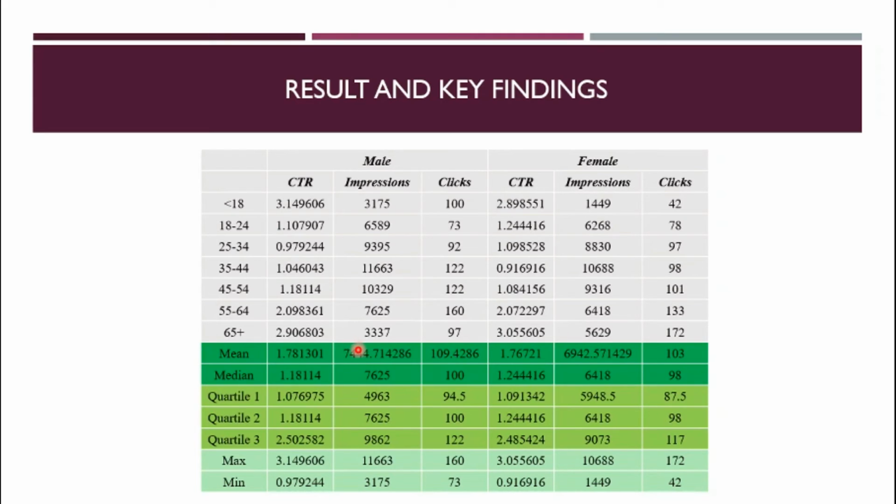In terms of impressions, the mean is 7,444 for male. As for the female, it's 6,942. The median is 7,625, where the median for female is 6,418. Quartile 1 over here is 4,900, where it's 5,900 for female. The female outnumber male. However, in quartile 2, the males outnumber female, and in quartile 3, again males outnumber female. The maximum over here is 11,000, while the minimum is 3,000, and over here the maximum is 10,000, where the minimum is 1,449.